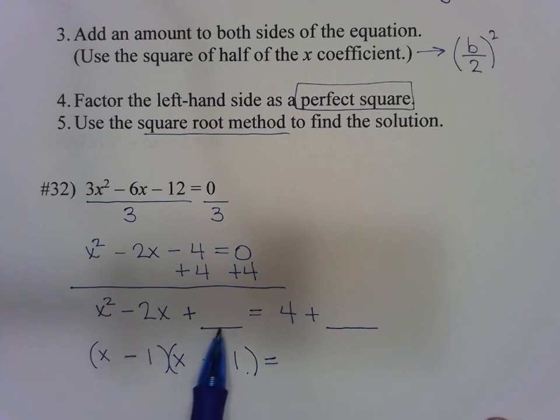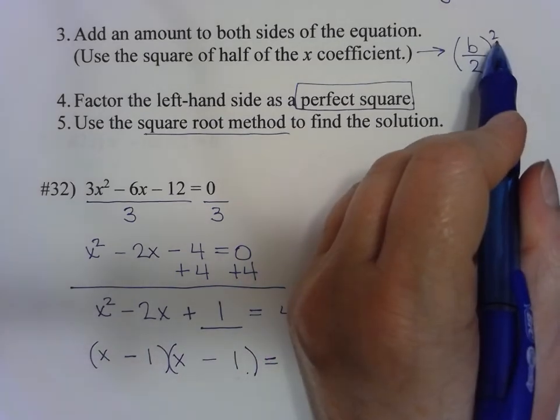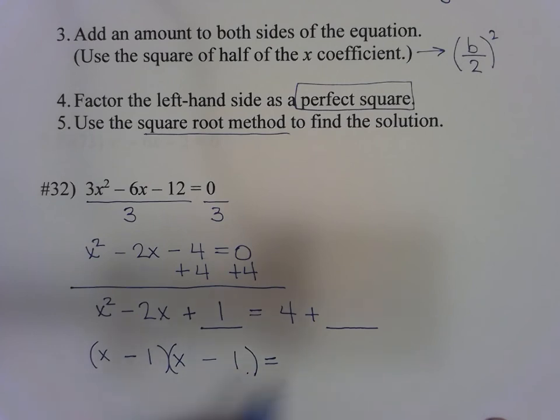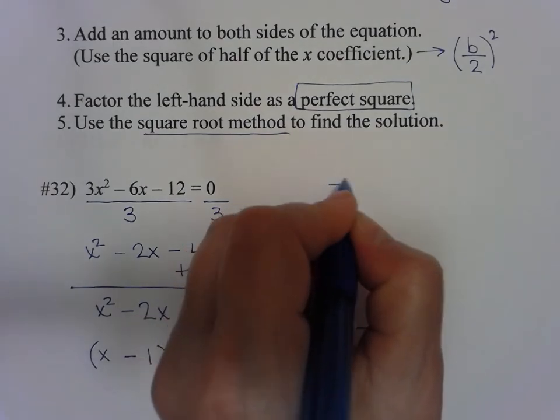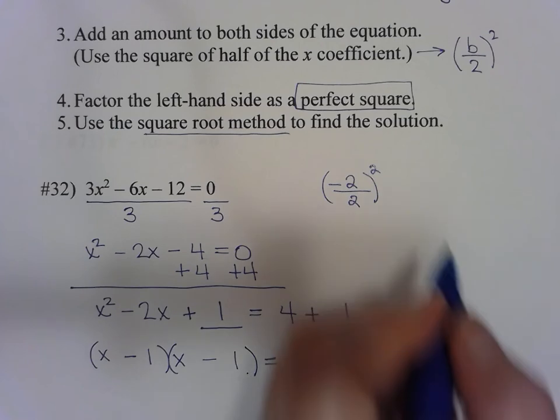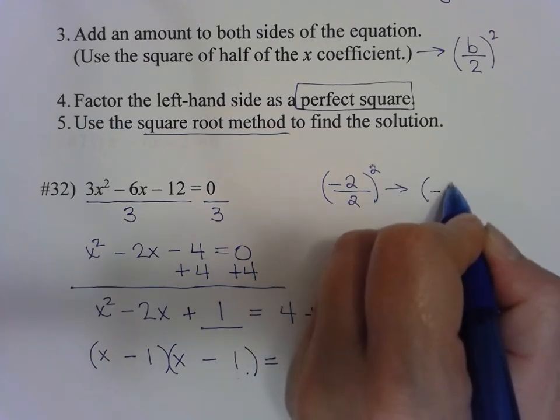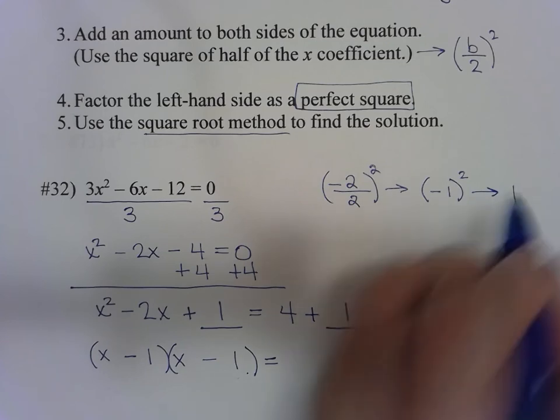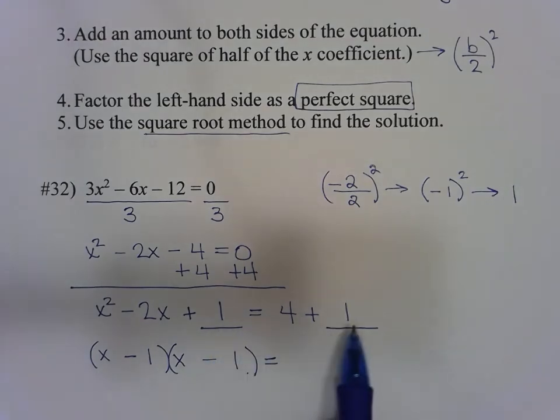All right, then FOIL can tell us what this needs to be. So -1 times -1, or -1 squared, that's where the square comes from, gives me 1. And 1 is the number that I want to add to both sides. So that is how to use factoring to reason it out. If you wanted to use the shortcut, the b here would be -2. So you would take -2 divided by 2 and square it. That would be -1 squared, which is 1. And 1 is the number that we're adding to both sides.